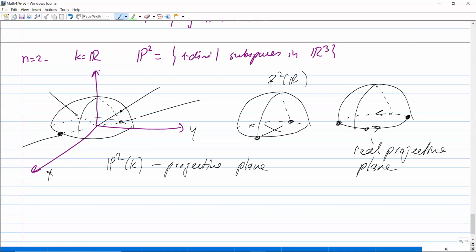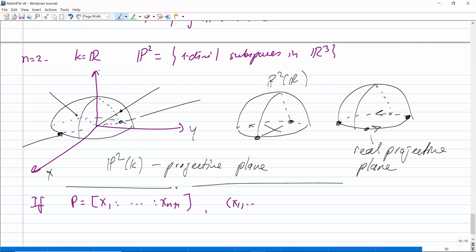Okay. Now, let me change this pen to continue. So if P is equal to, let's say, (x1, ..., x_{n+1}) is a point in the projective space, these x1, ..., x_{n+1} are called homogeneous coordinates of P.